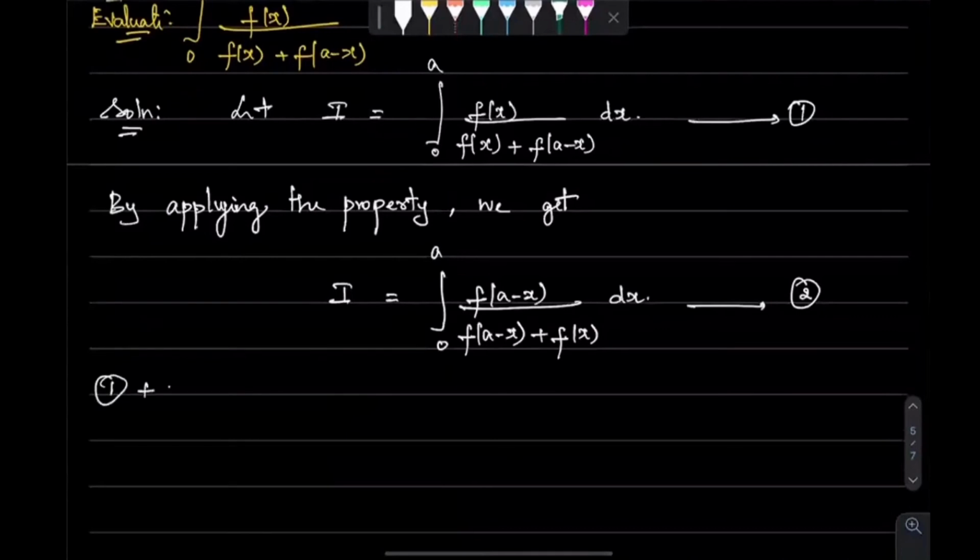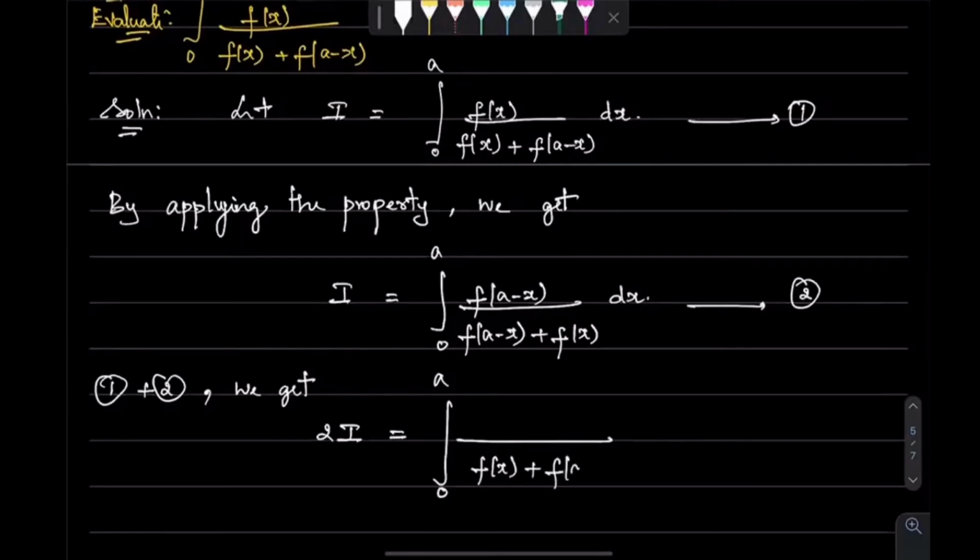So adding 1 plus 2, we get 2I, right? LHS becomes 2I is equal to integral 0 to a. Numerator and denominator are the same, no? Yes, sir. Simply sit and watch something on Netflix. So f of x plus f of a minus x, numerator f of x plus f of a minus x, very good, divided by f of x plus f of a minus x dx.